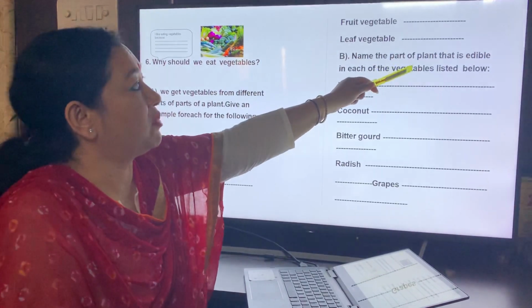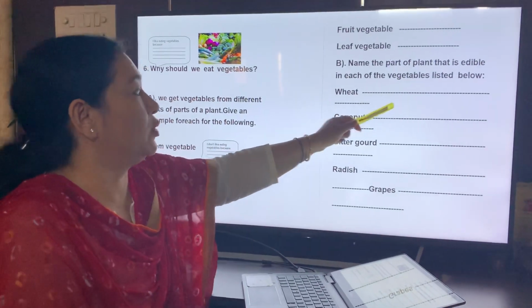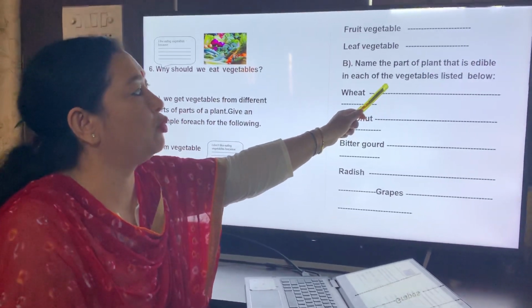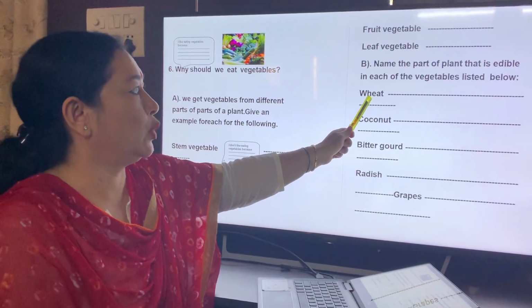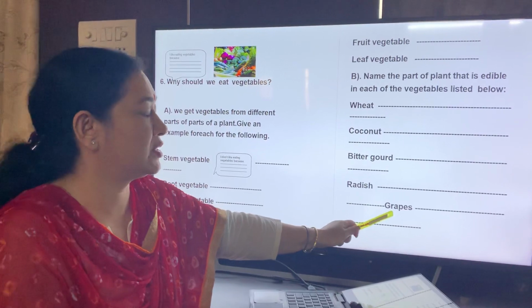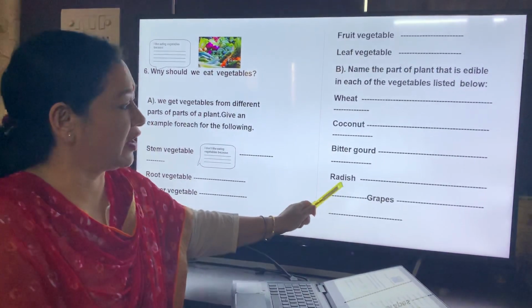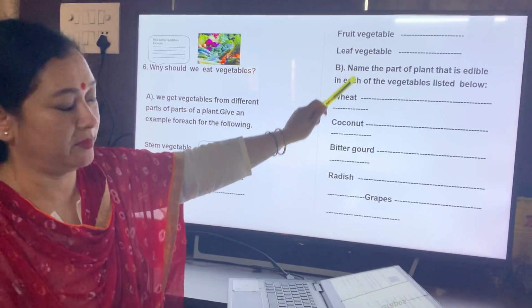Name the parts of the plant that is edible in each of the vegetables listed below. So these are some of the names and you have to write which part of these plants is eaten. Like wheat, coconut, bitter gourd, radish, grapes. Grapes, you all know, are fruits. Radish is a root. And similarly, you are going to fill all of them.